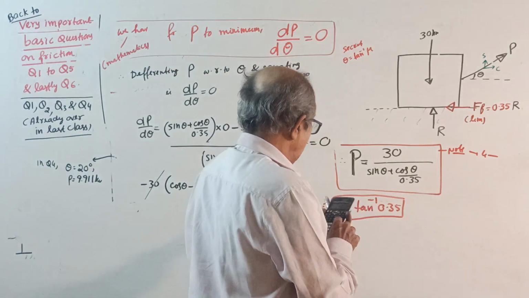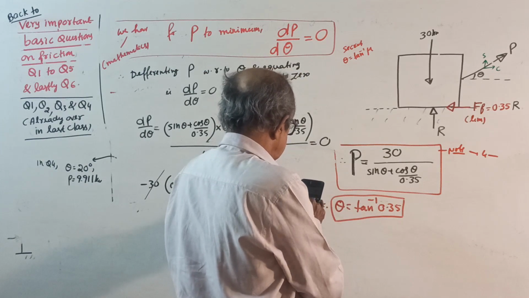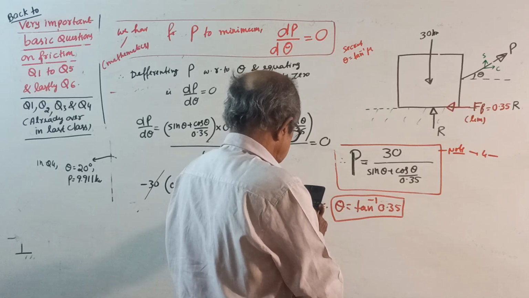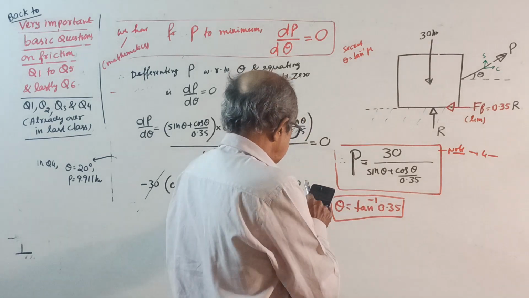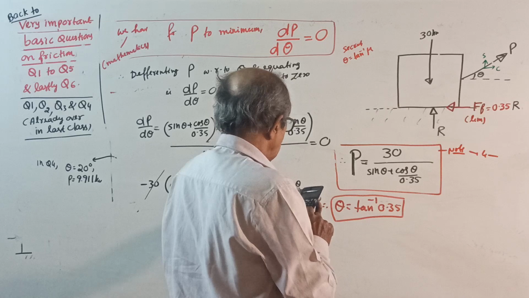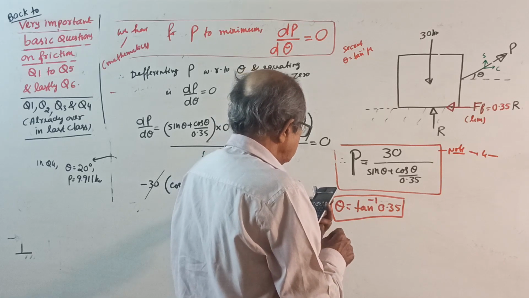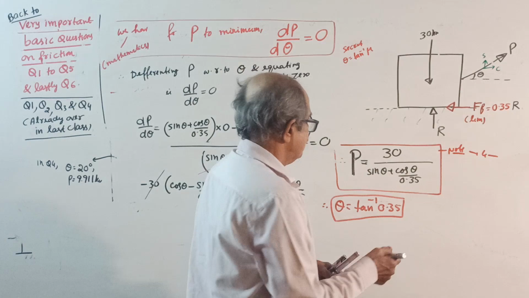So angle, I will put a little more accuracy. Tan theta is 0.35. So shift tan inverse, shift sin inverse 0.5, 30 degree. Yes, correct. I am checking for degrees. Shift tan inverse 0.35. The angle is 19.29005 degrees. See, very nearly 20 degrees.